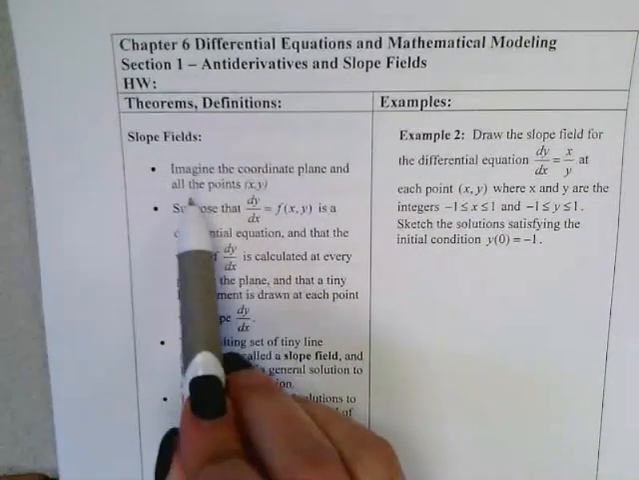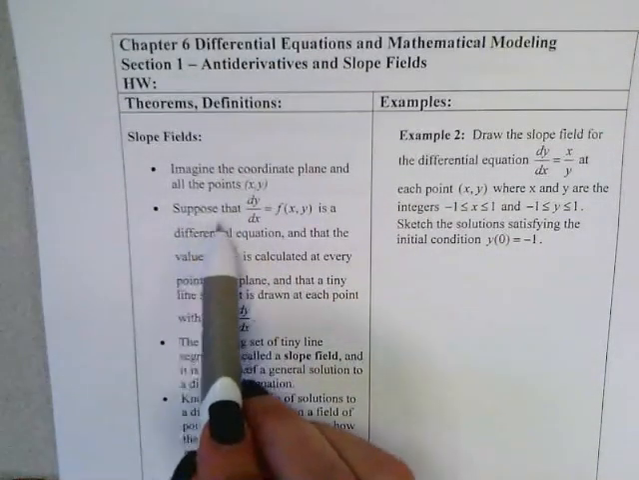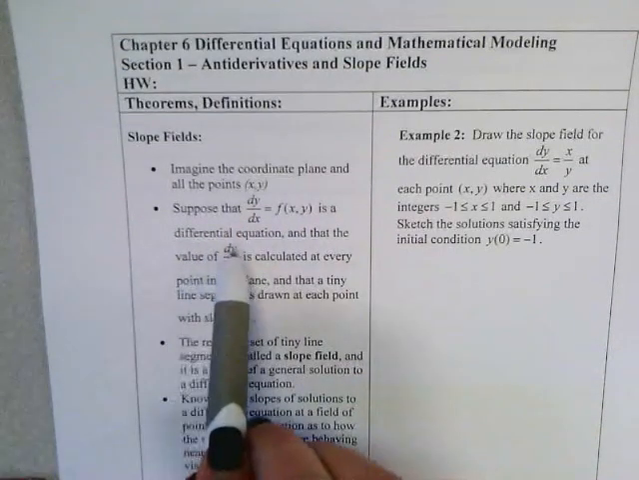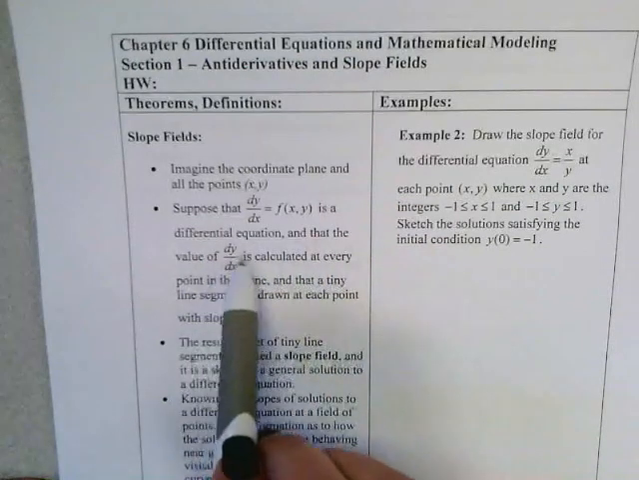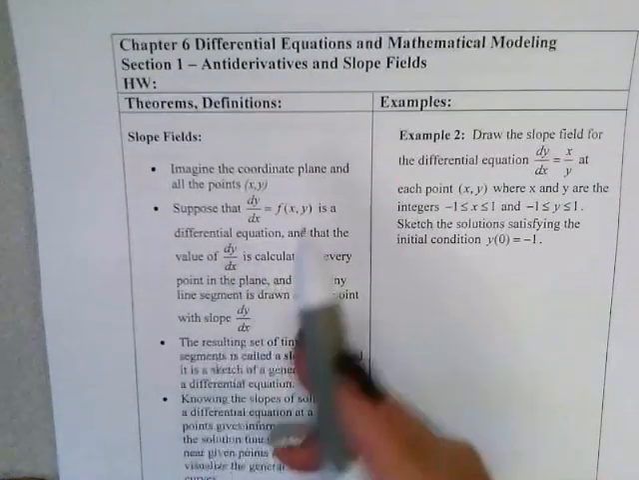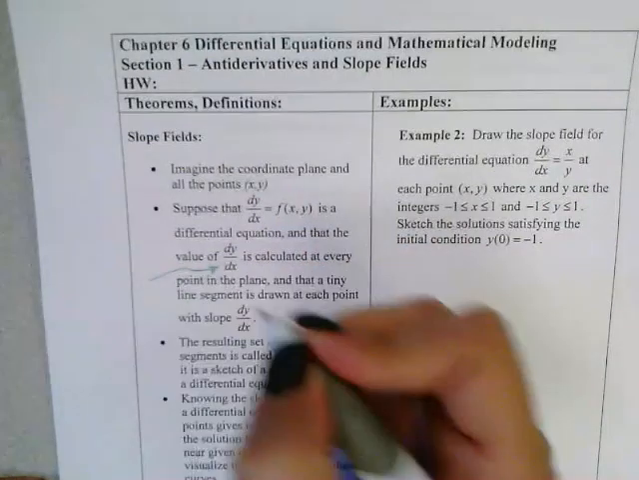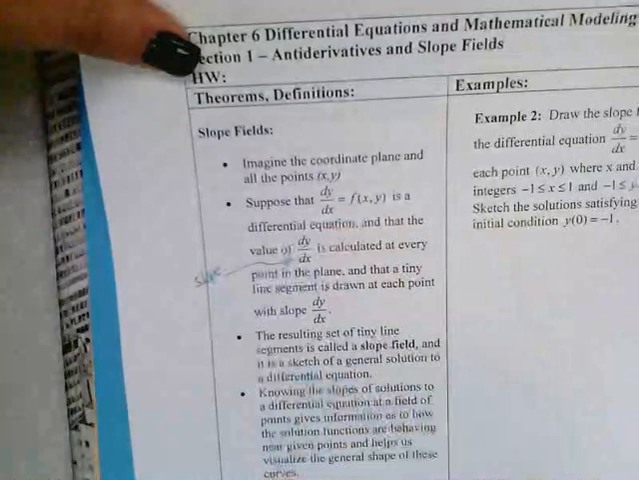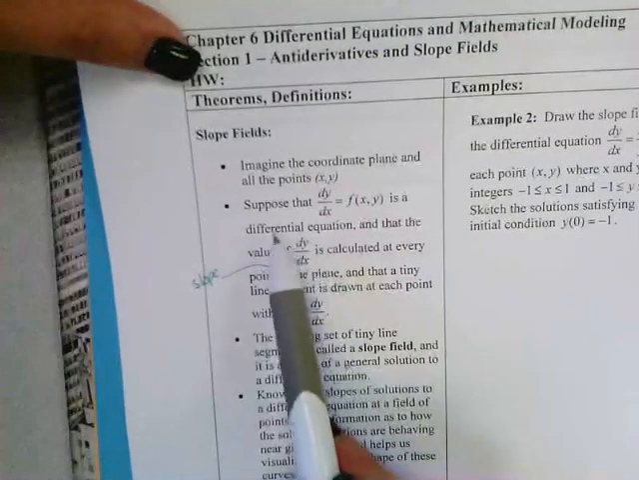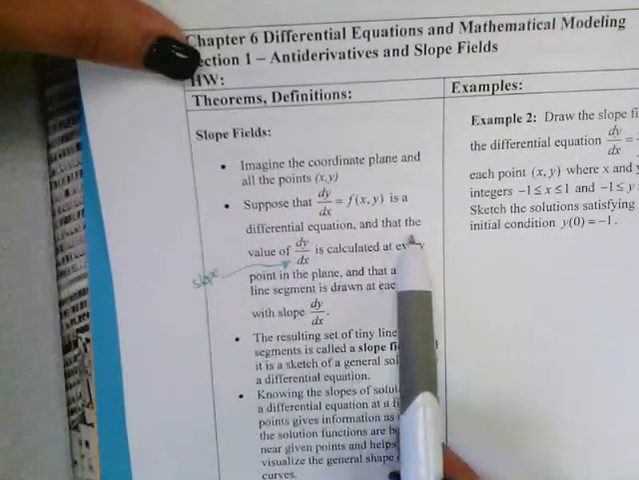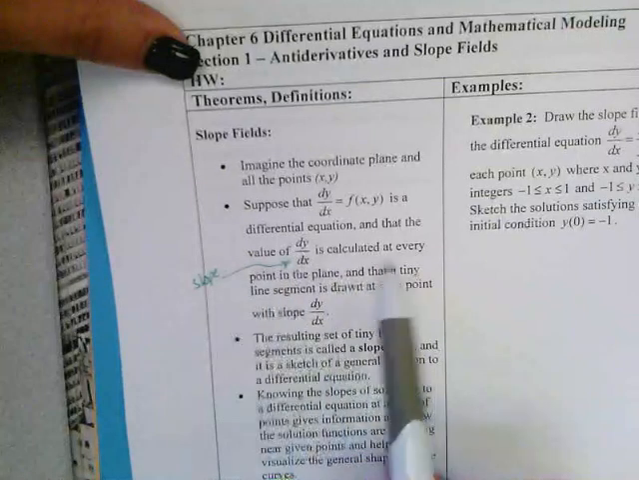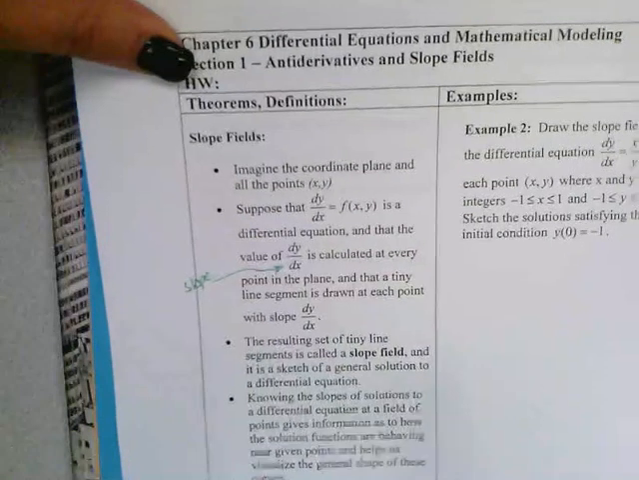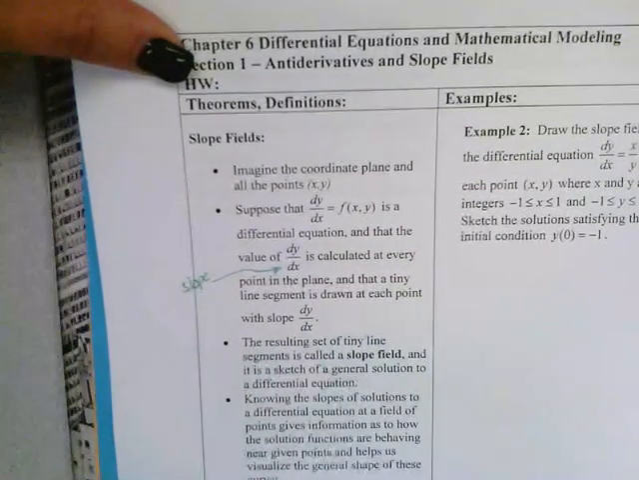So imagine the coordinate plane with all points x, y. Suppose that the derivative is equal to f of x, y, which is a differential equation, and that the value of dy/dx is calculated at every point. And remember, when you find the derivative, what are you finding? You're finding the slope. So imagine that the slope is calculated at every point in the plane, and that a tiny line segment is drawn at each point with that slope that we solved for.